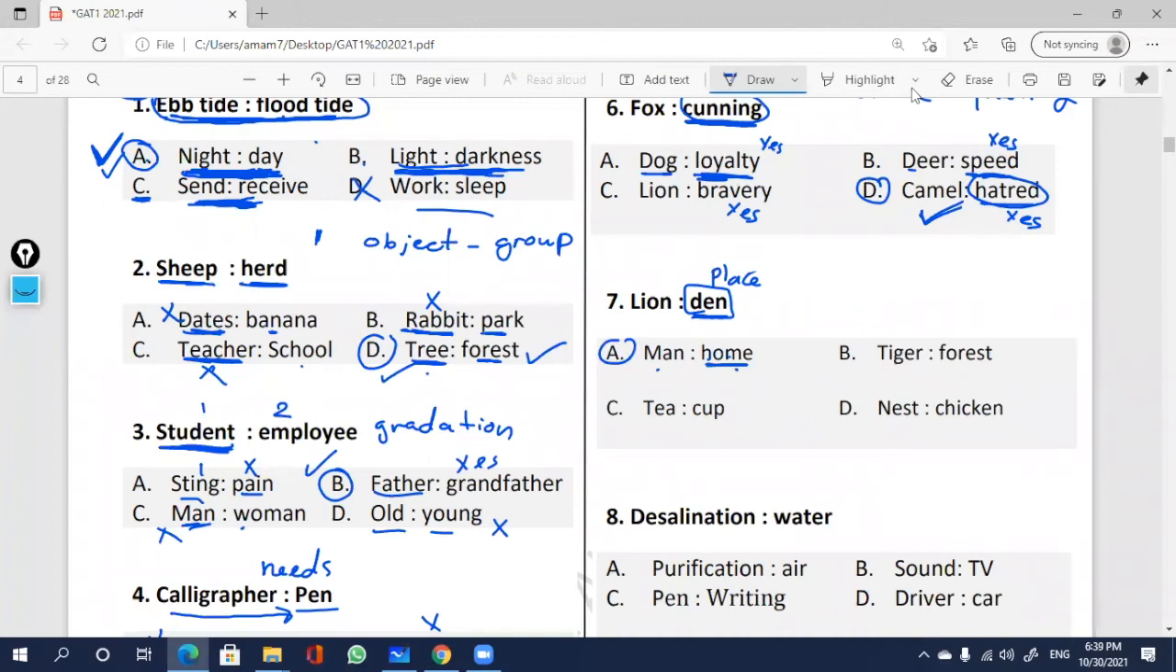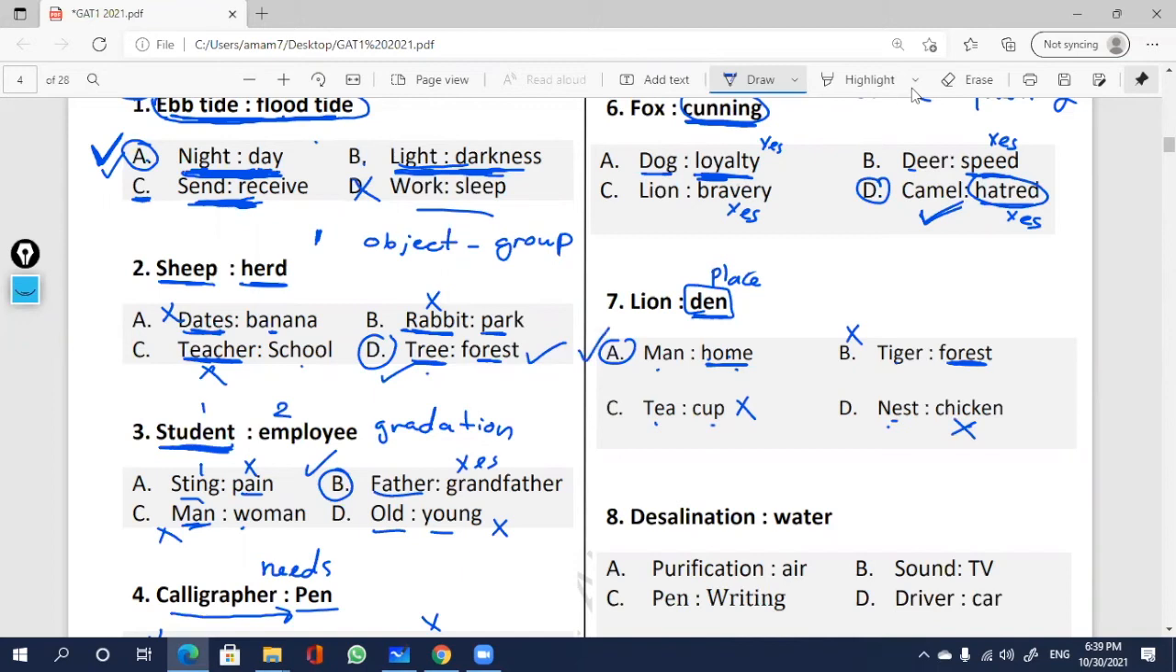Excellent. How about Tiger Forest? No, because that's not where a tiger lives. Yeah, teacup, no, also nest chicken. We have here also no, so this is the correct answer.